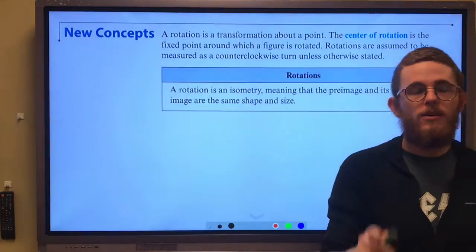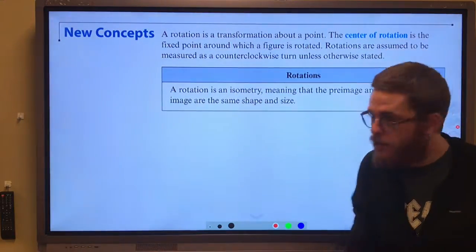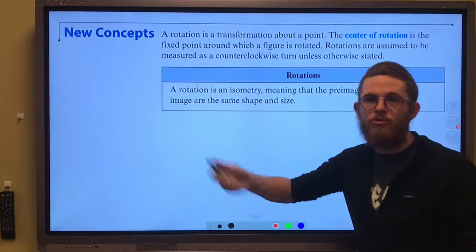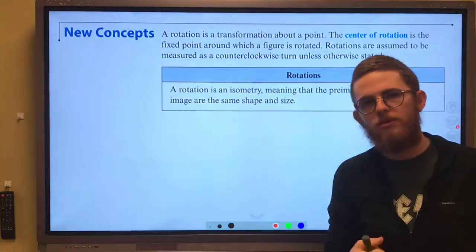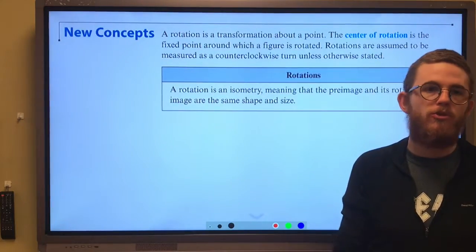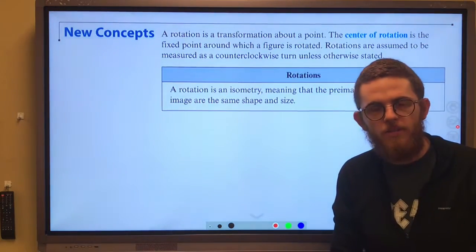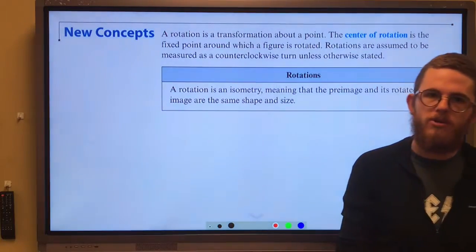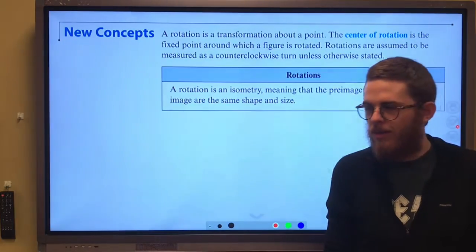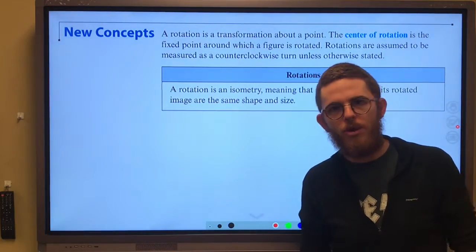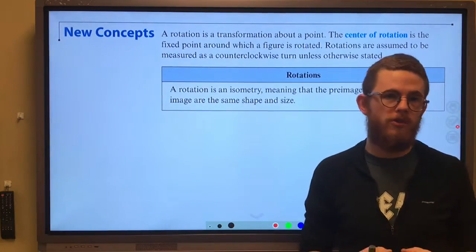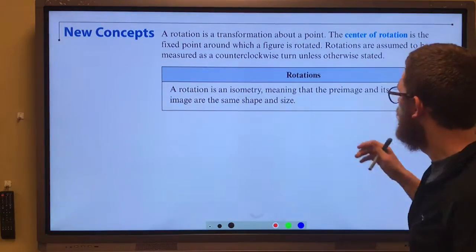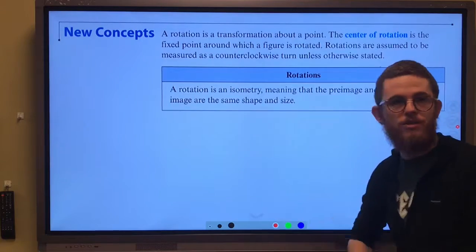All right, today we're looking at rotations. Now, a rotation is an isometry. We remember what that is. We've talked about it so many times. An isometry preserves congruence. It's going to keep the same size and shape from the pre-image to the image. We call these congruence transformations, also rigid transformations. That is an isometry. A rotation is an isometry.